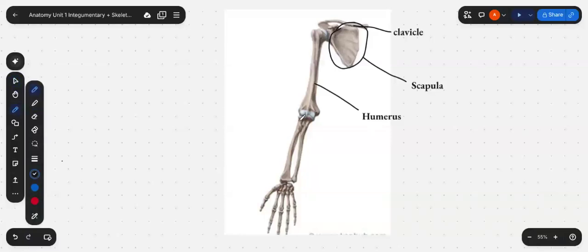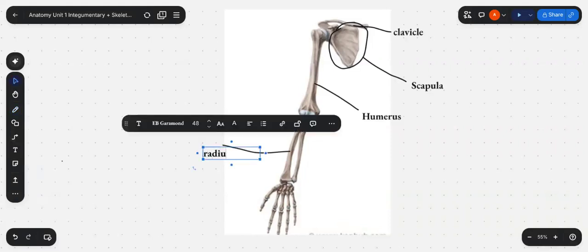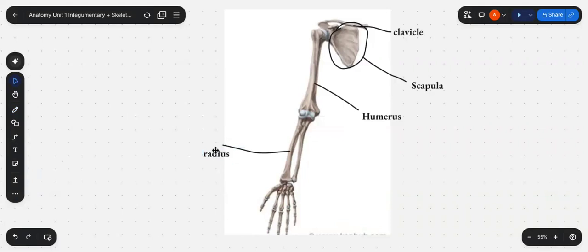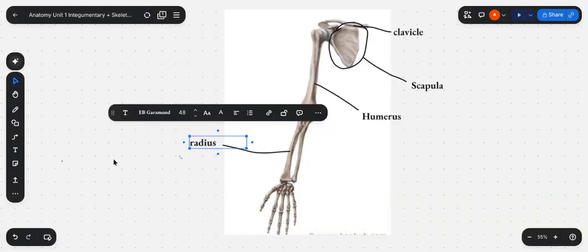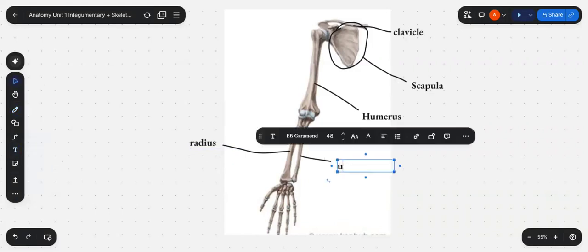And now we have two bones of the forearms. Rather simple to help remember them, the bone leading to your thumb is going to be your radius. So over here, this is your radius. And then the bone that is leading to your pinky is going to be your ulna. So you can see your pinky side and the bone leading to it right over there. So that is your ulna.